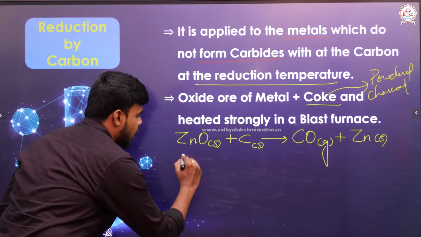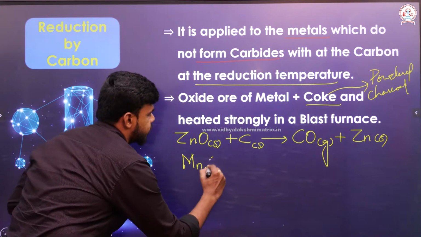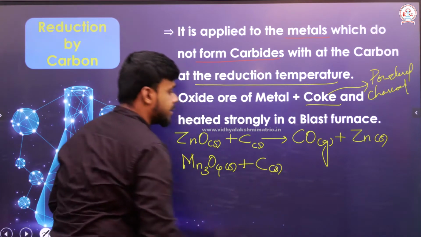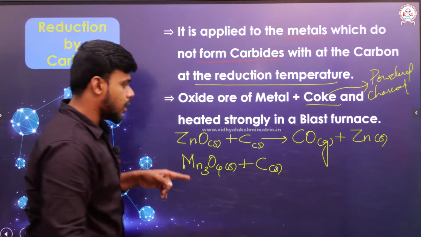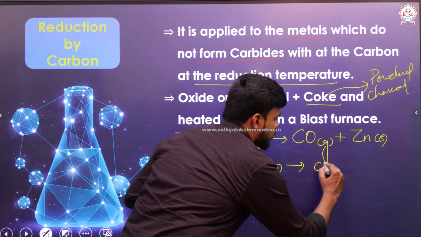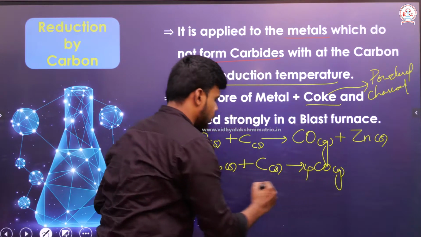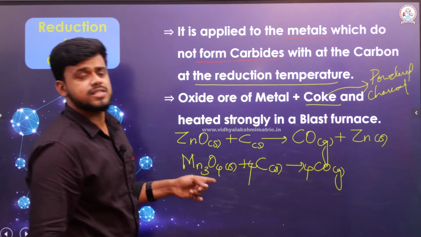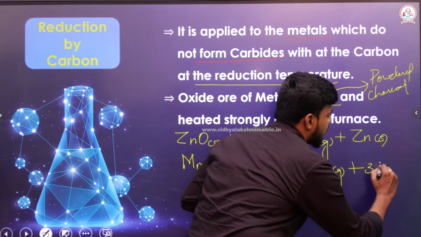Then you can also take Mn3O4 in solid form. If it is treated with carbon, carbon will take up all the oxygen and go as carbon monoxide. So, 4 here also, and the left out is 3 moles of manganese.